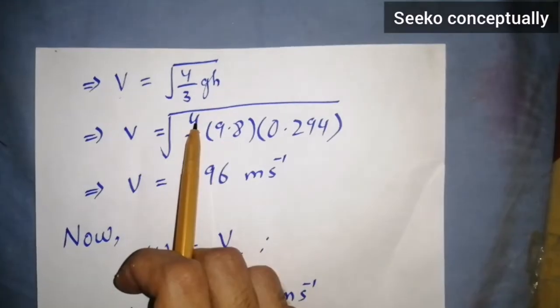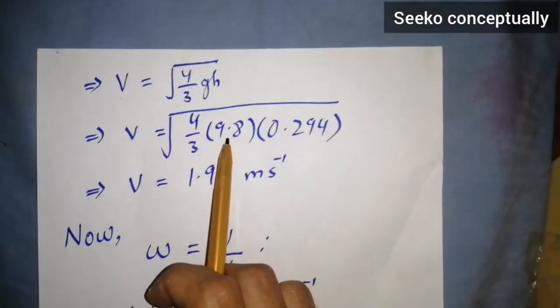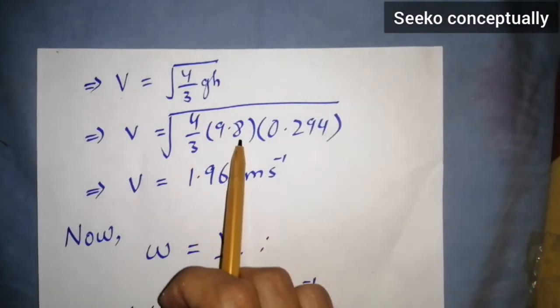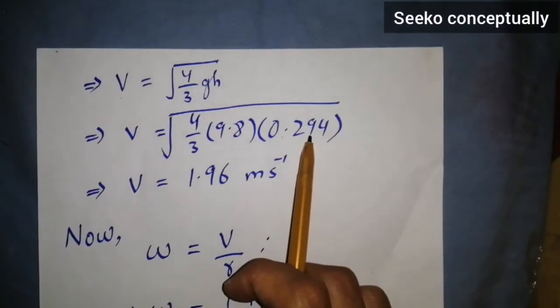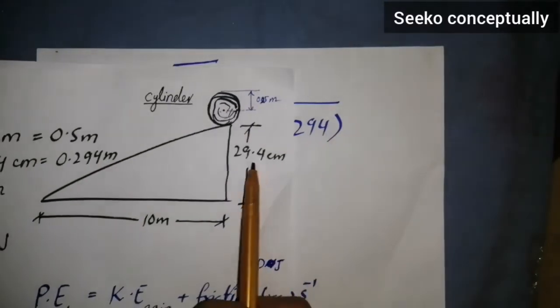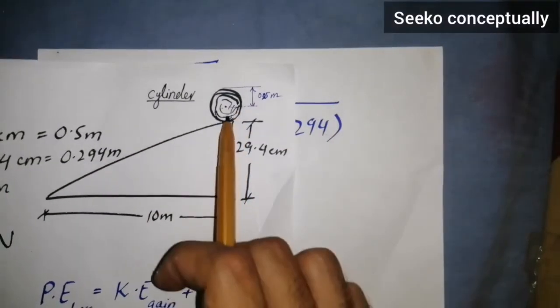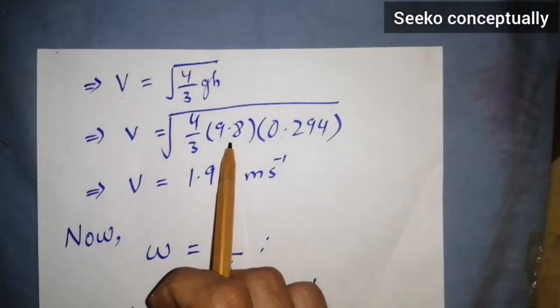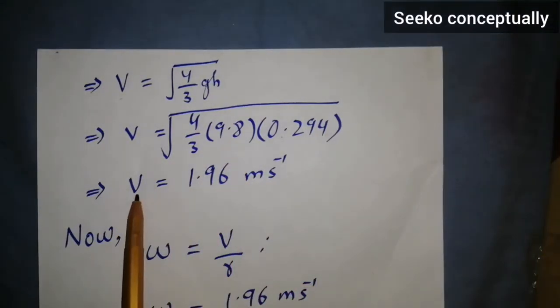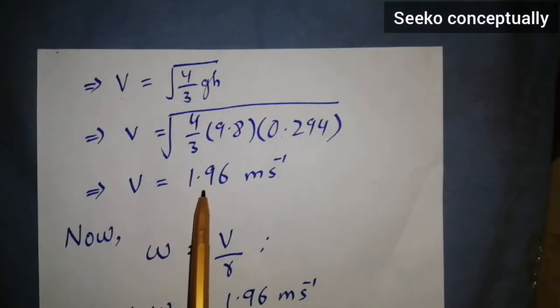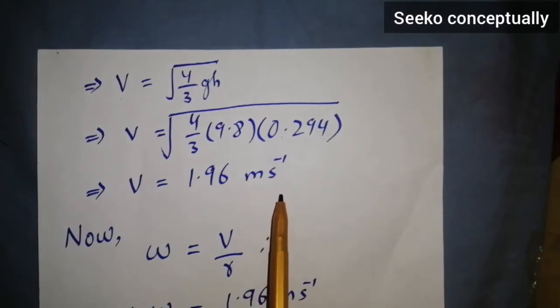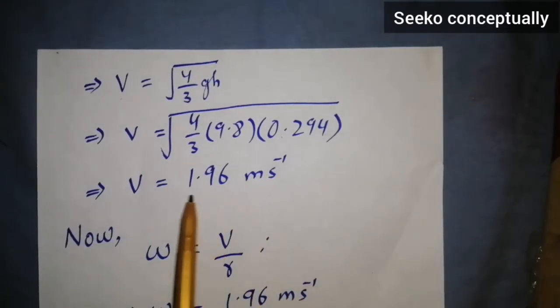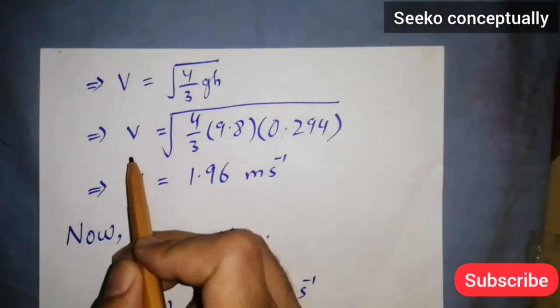Plugging the values, we get 4 by 3 into 9.8 meters per second squared into 0.294 meters, that is the height of this inclination. Calculating this, we get v is equal to 1.96 meters per second. The linear velocity at the bottom of the inclination is 1.96 meters per second.